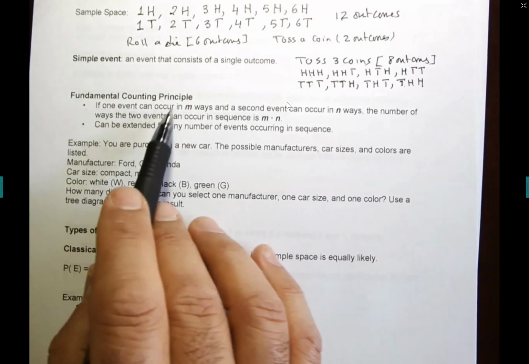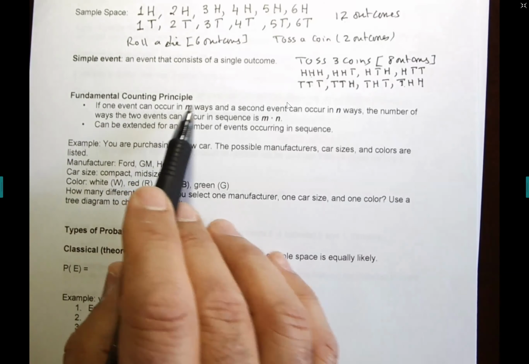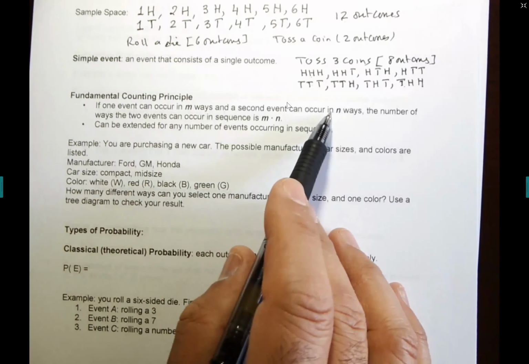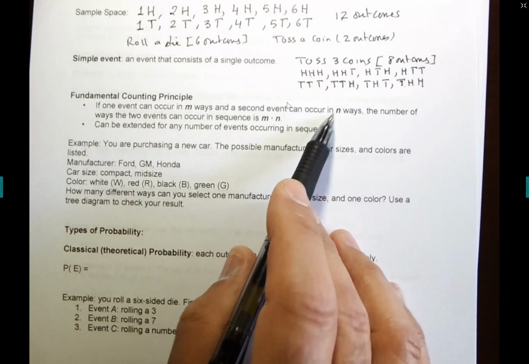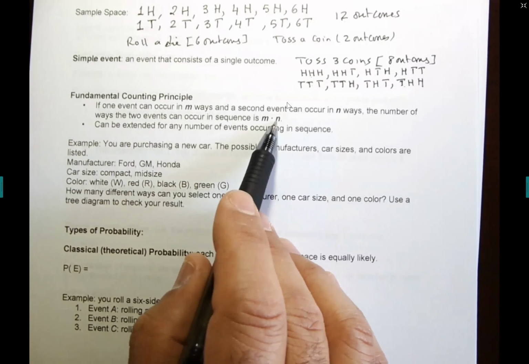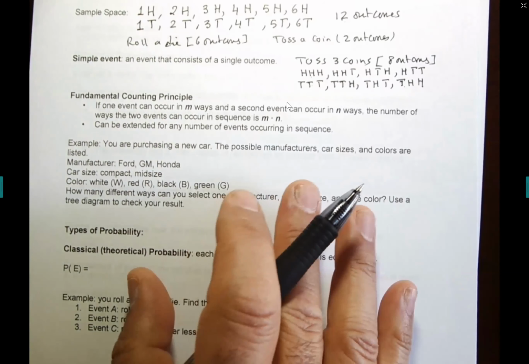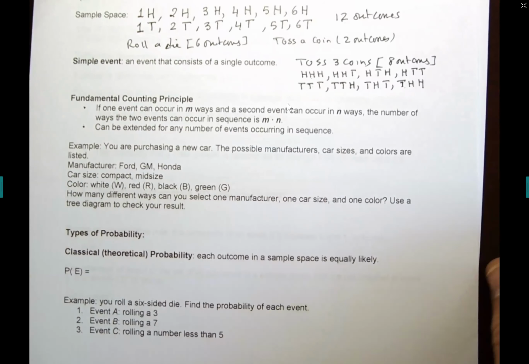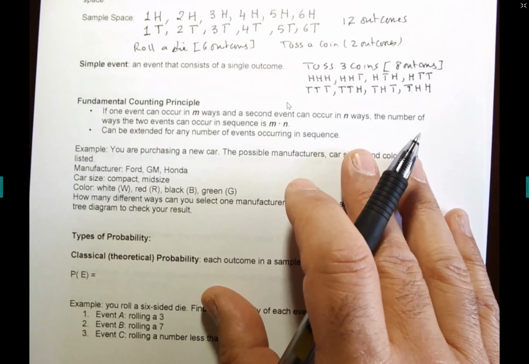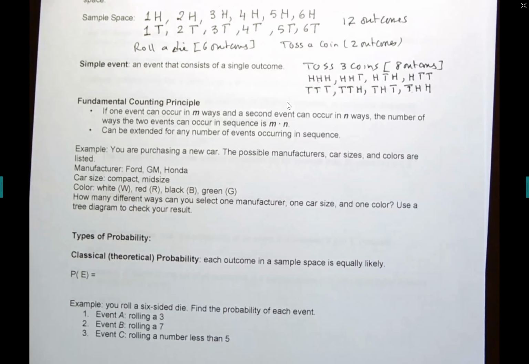If one event can happen in M ways and another event can happen in N ways, the 2 events together, guys, can happen in M times N. So we never add, it's always a multiplication. Because I always ask this question to students, said, roll a die and toss a coin. How many outcomes are there? So they say a die has 6, a coin has 2, 6 plus 2, 8. No, it's 6 times 2, which is 12.